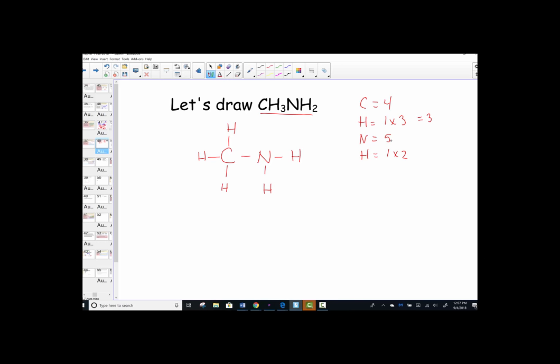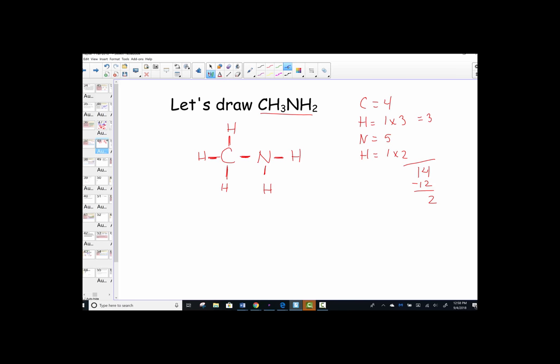7 plus 5 is 12, and 2 more is 14 total electrons. We've used 1, 2, 3, 4, 5, 6, 7, 8, 9, 10, 11, 12 so far to connect in order, creating single bonds. We have 2 more dots to place. Do you see where it would go?